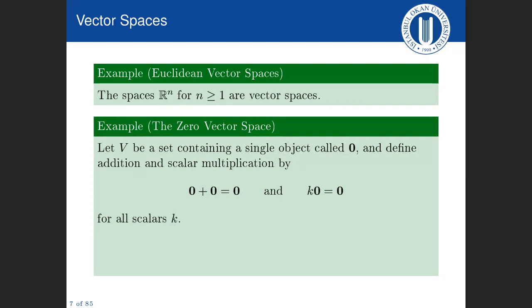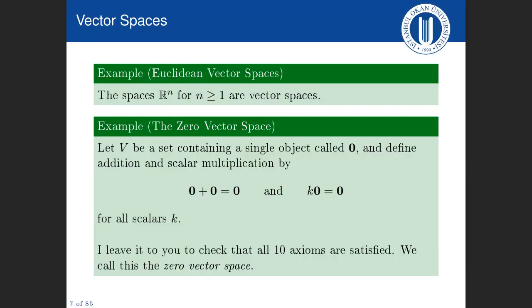Next, let's look at the 0 vector space. Let V be a set containing only a single object, which we're going to call 0. And then we're going to define addition and scalar multiplication like this. 0 plus 0 is equal to 0, and k multiplied by 0 is equal to 0. I'm going to leave it for you to check that if the only object in our set is the 0 vector, and if addition and scalar multiplication are given with these formulae, then all 10 axioms are satisfied.